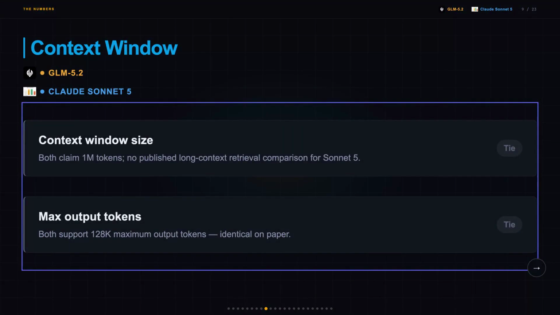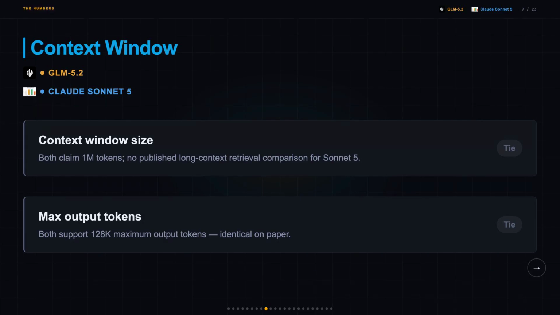Both GLM 5.2 and Claude Sonnet 5 support 1 million tokens of context and 128,000 max output tokens. And the honest caveat is, there's no published long context retrieval benchmark for Claude Sonnet 5 yet, so we can't verify how it actually performs at the extremes.